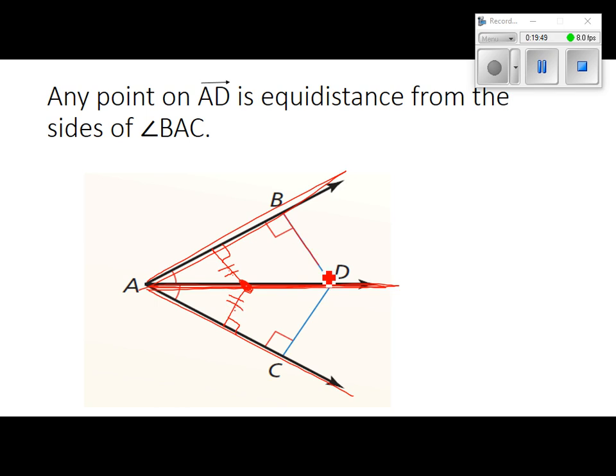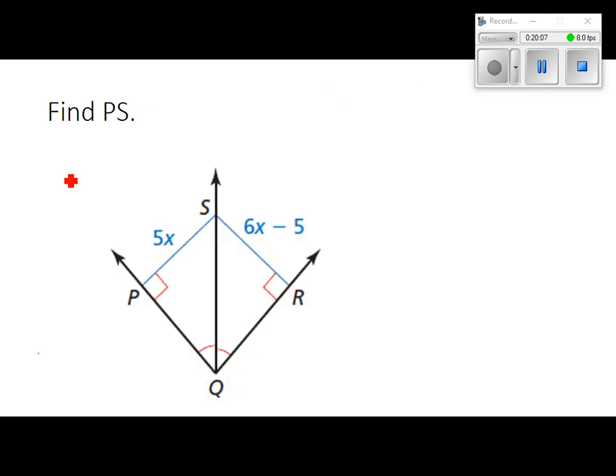What do I know about these two segments over here? Segment BD and segment DC. They're congruent, they're the same. Any point that you pick anywhere on that is the same distance from one side of the angle as it is from the other side. That's the angle bisector theorem.